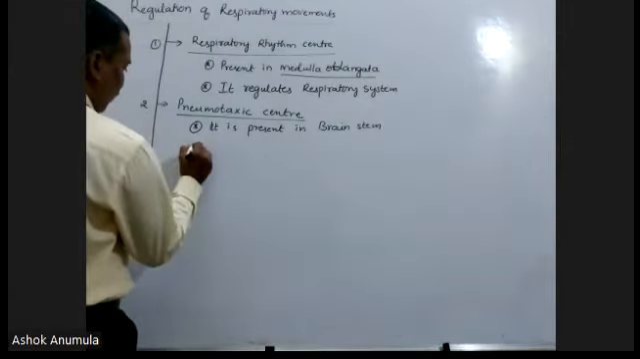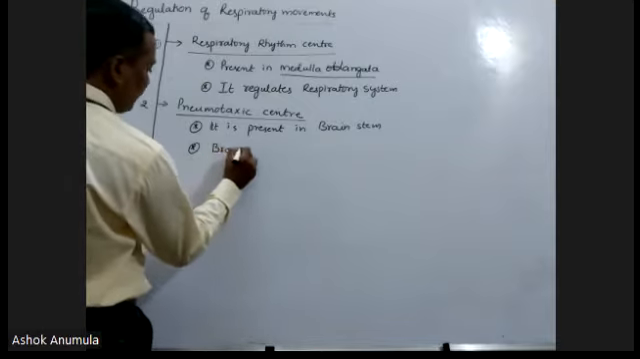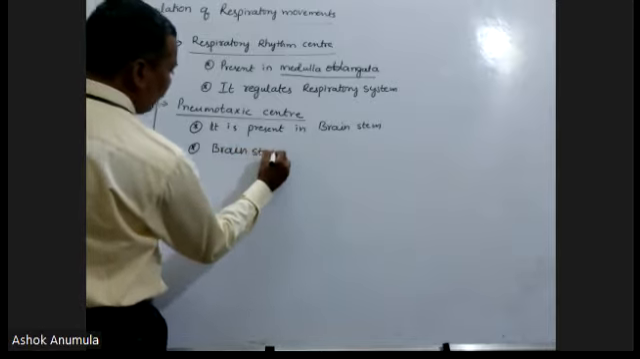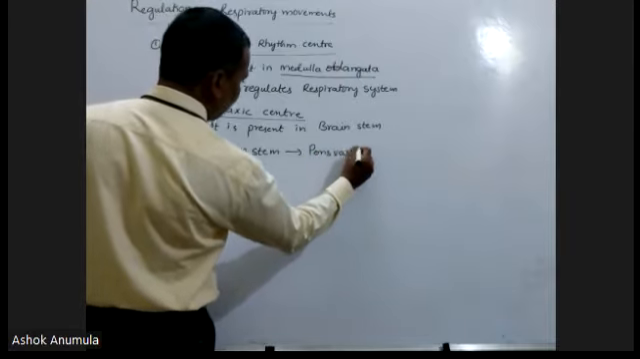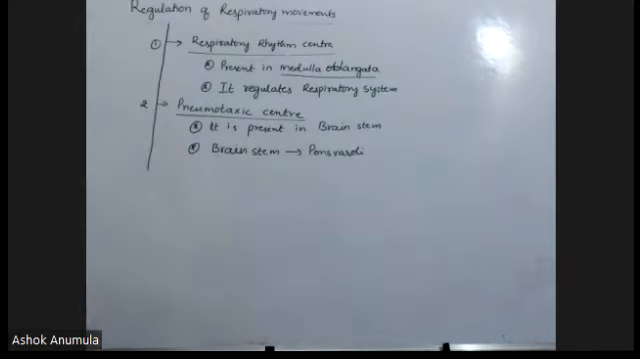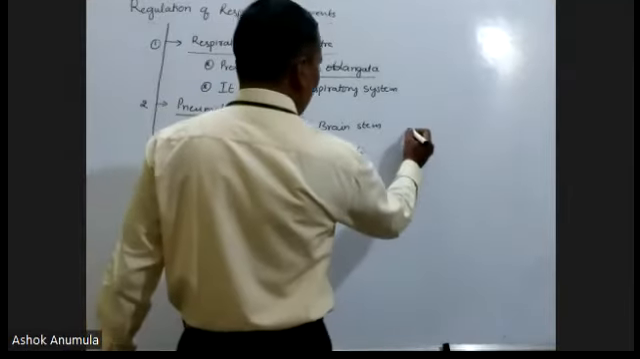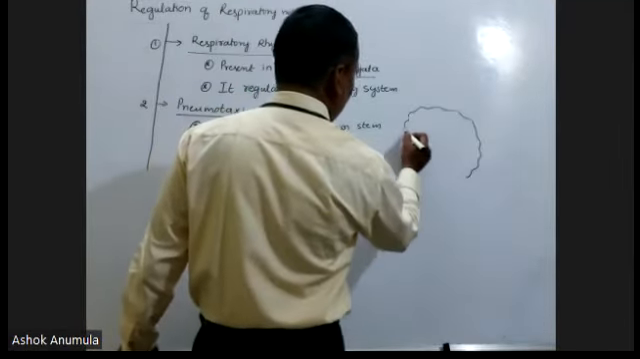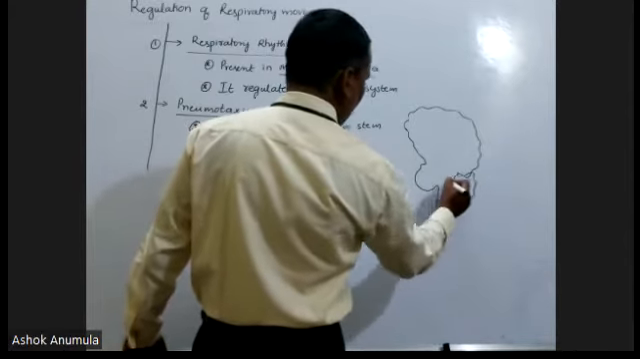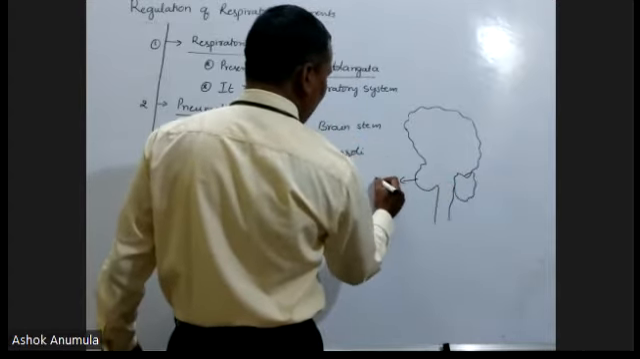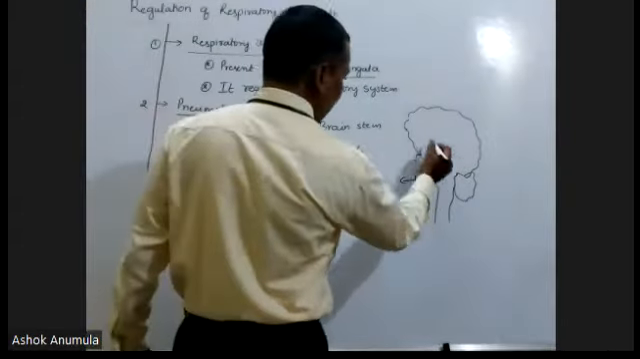The brainstem is otherwise called pons varoli. It is a part of the brain. If we take the brain containing this type of structure, this part is called pons varoli.